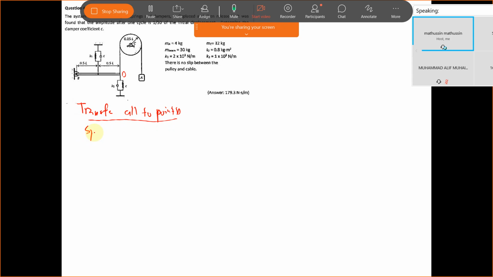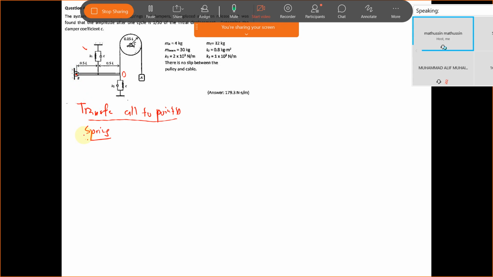So for the springs, what happened? How many springs do we have? Kita ada dua kan? So spring number one, this one. So how to transfer it? As the center of rotation of the beam lies on point B, then our reference of the transition of K must refer to point B.